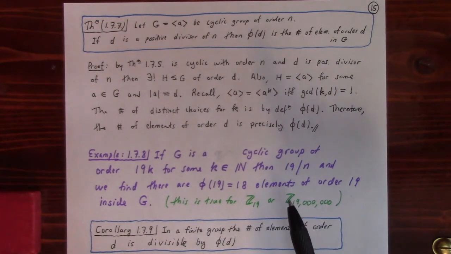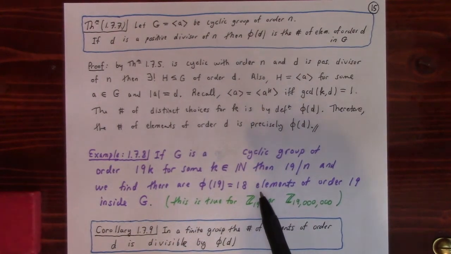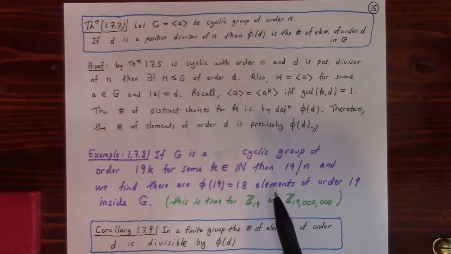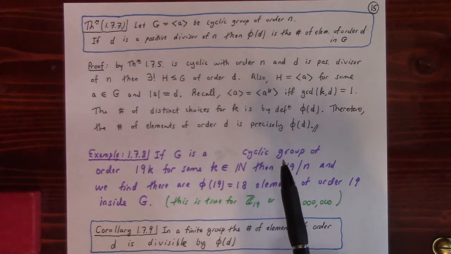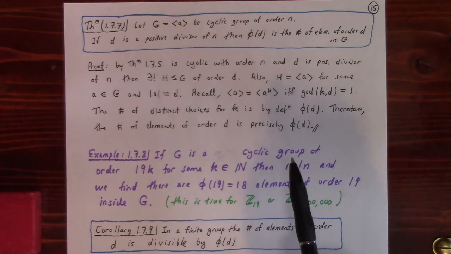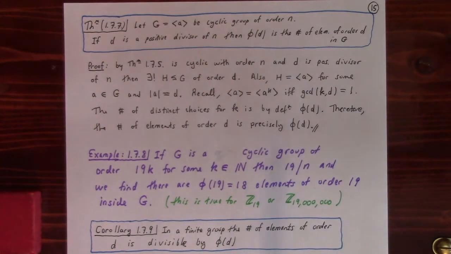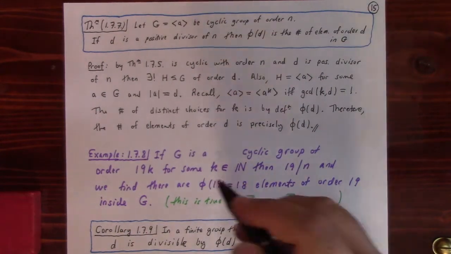So super useful. If you want to count the number of elements of order d in a cyclic group, you just have to ask, what's phi of d? So for example, if you have G as a cyclic group of order 19 times k for any k you like, okay, well then 19 divides n. I'm saying this is n.